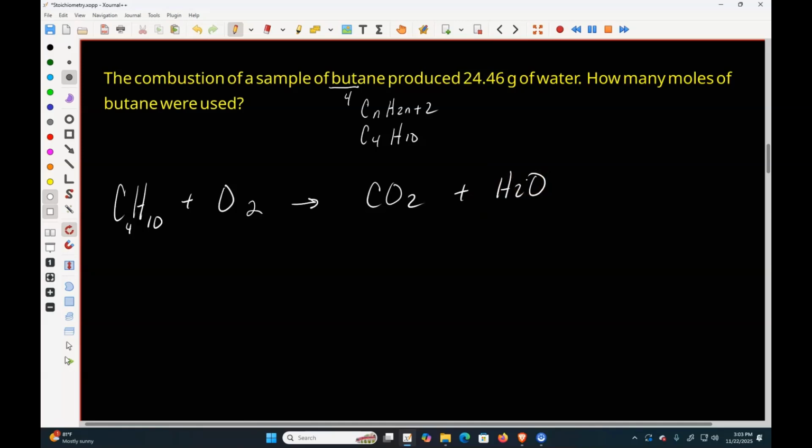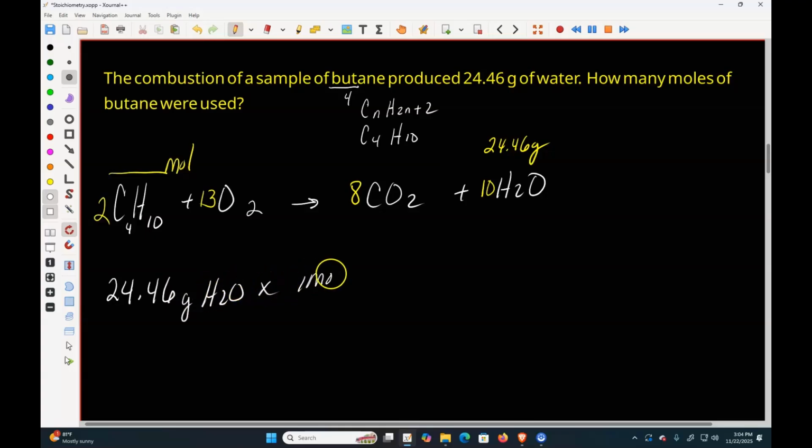Okay, to balance this one, let's see, we're going to need an 8 here. So that's 20. So I need a 10 here. So 10 plus 16, that's 13 here. Okay. So we have our equation. We have 24.46 grams of water, and we're looking for moles of butane. So we'll start with the 24.46 grams of water.